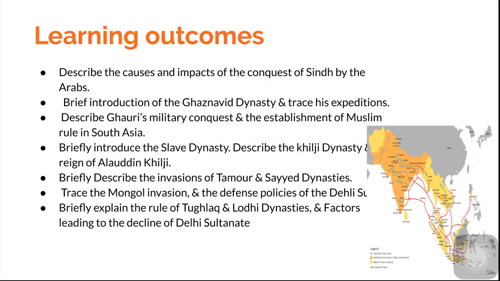Trace the Mongol invasion and the defense policies of the Delhi Sultans, and then briefly explain the role of the Tughlaq and Lodhi, and explain the factors leading to the decline of the Delhi Sultanate. So first of all, we would like to see Muhammad bin Qasim in South Asia, or in Sindh.